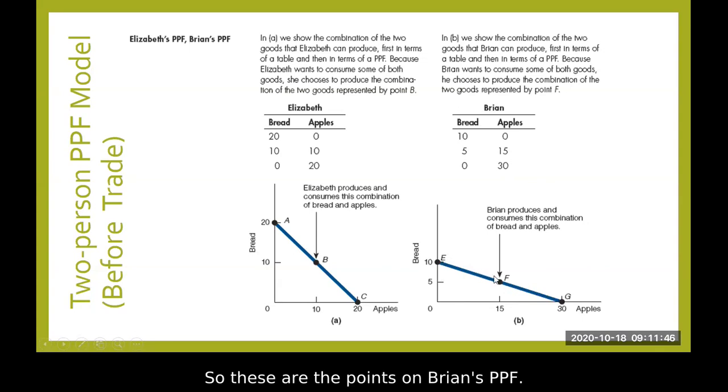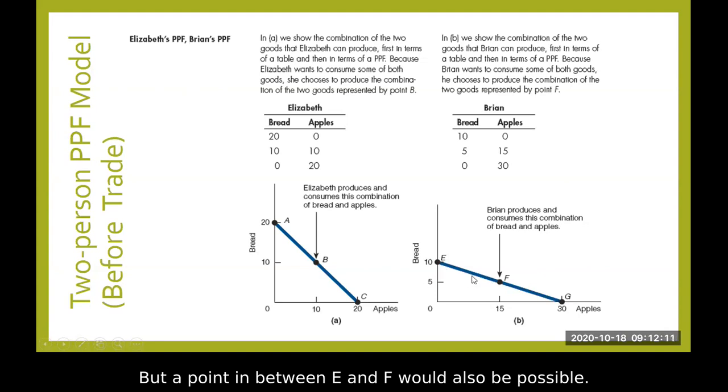So these are the points on Brian's PPF. And just note that any point on this PPF is possible. So E, for example, represents all 8 hours making bread. G is all 8 hours spent growing apples. So F, which is the midpoint, shows 4 hours on each activity. But a point in between E and F would also be possible.